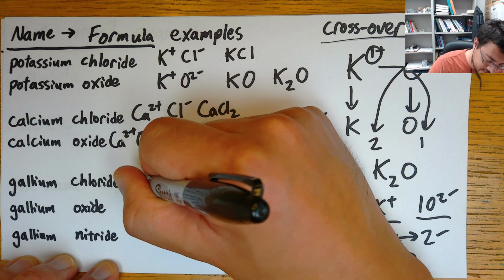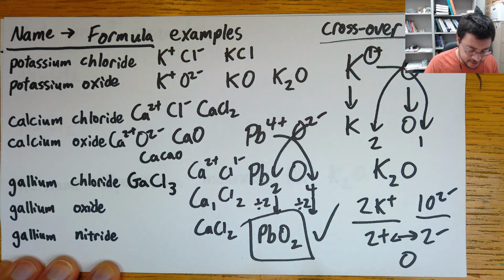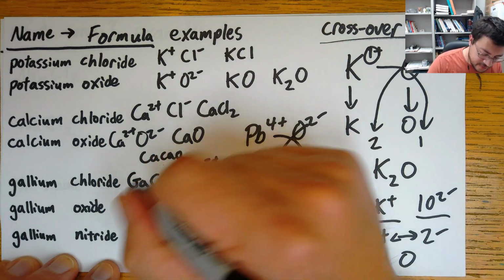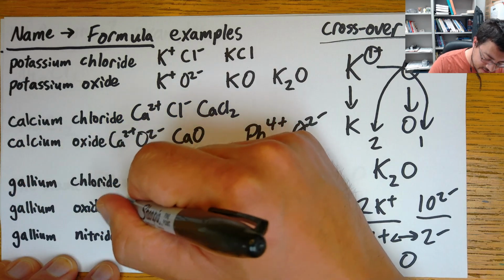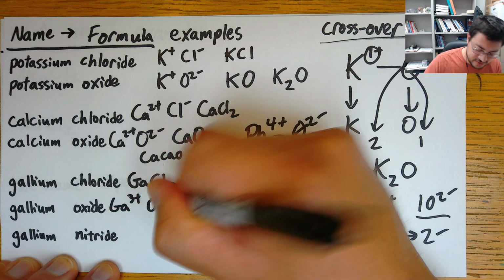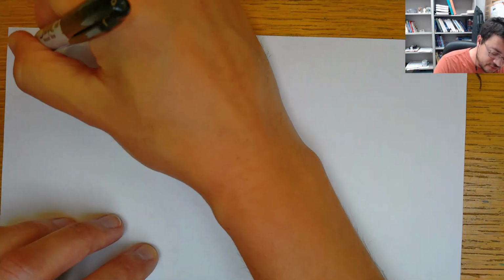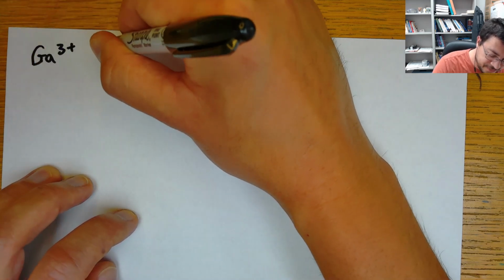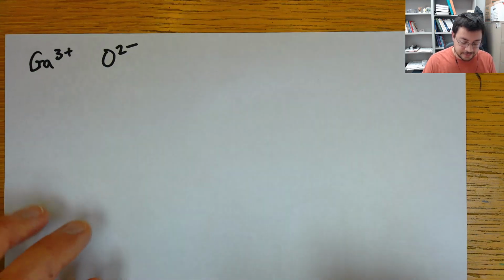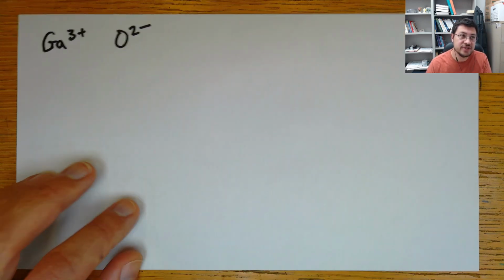How do I write a G? There we go. So we need 3 chlorines per gallium. Gallium oxide. Gallium is going to be a 3 plus again. Oxygen is going to be a 2 minus. Looks like I need separate paper here. Okay, the 3-to-2 ratio is very common in chemistry. So we're going to need a common multiple of 6 here.